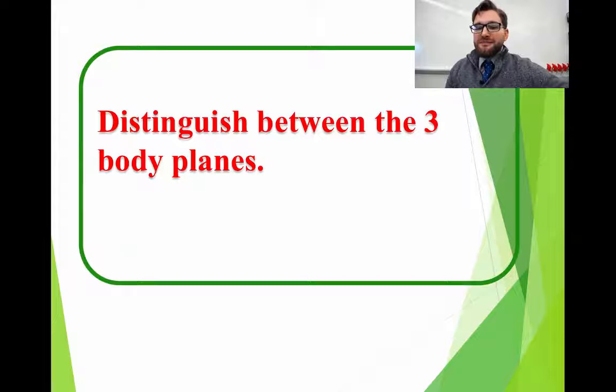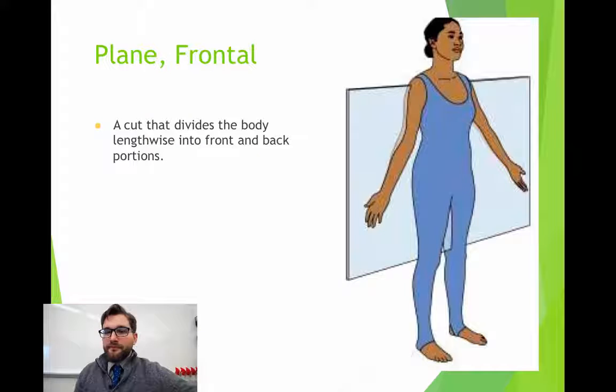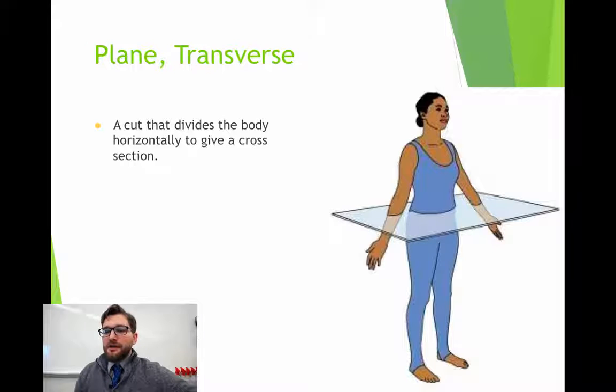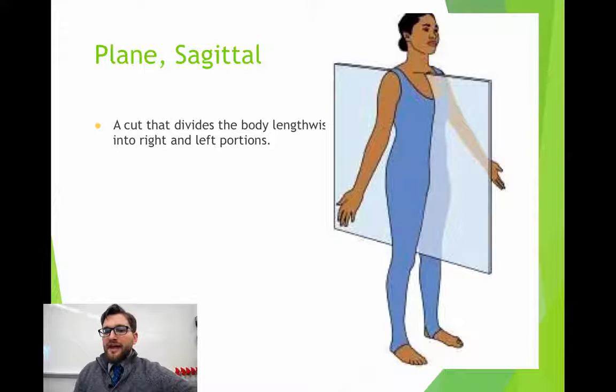There are three distinct body planes. The frontal plane is a cut that divides the body lengthwise. It would give the anterior and posterior divisions of the body. The transverse plane is a body plane that would be cut horizontally to give a cross section. And then the sagittal plane divides the body lengthwise. This sagittal plane would be right down the midline.